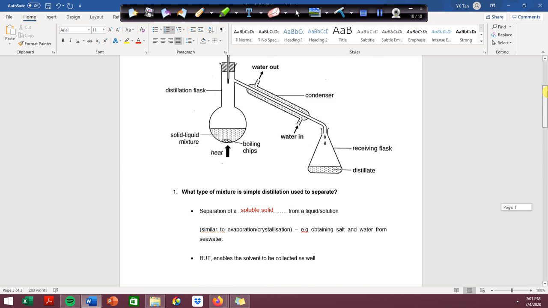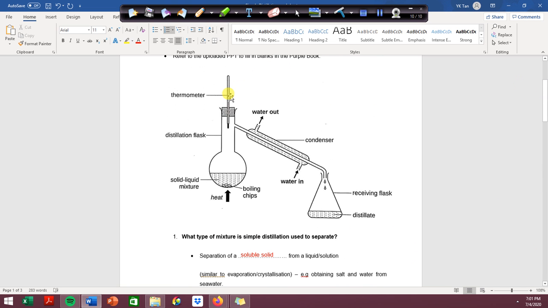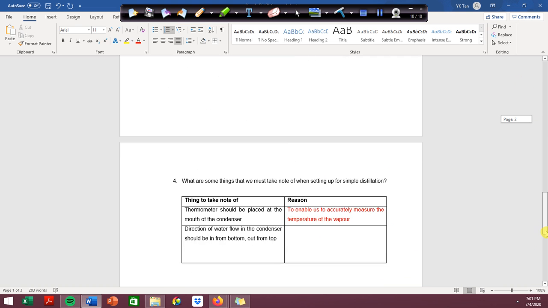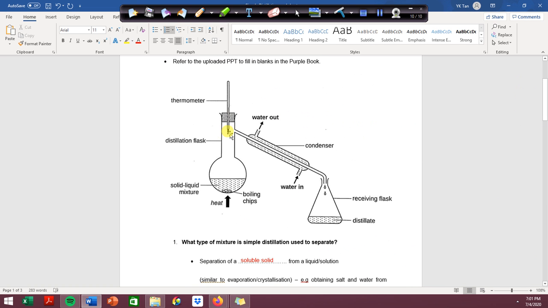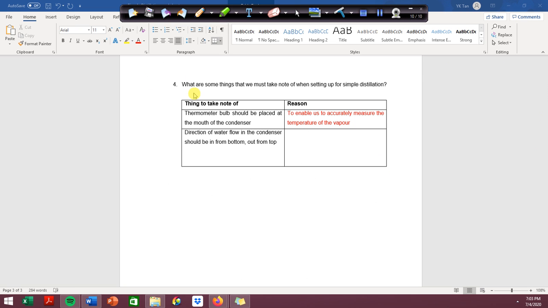In other words, if, for example, I put the thermometer bulb, the bulb is this thin thing here, if I put the bulb too close to the meniscus or even higher up, the temperature that I measure may not be the boiling point of the vapor that I am measuring. Okay, again, can you please add this word, bulb? So the thermometer bulb should be placed at the mouth of the condenser to enable us to accurately measure the temperature of the vapor.